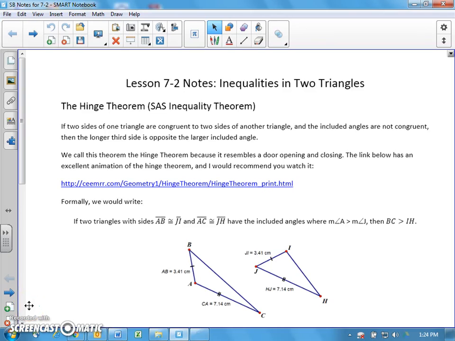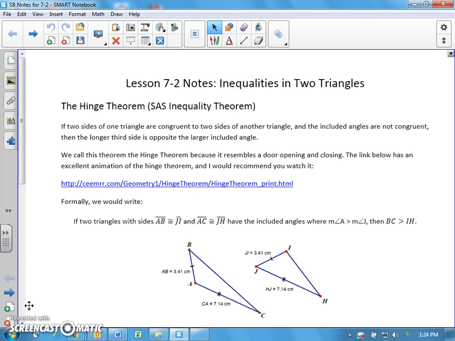Welcome to Lesson 7-2 about inequalities in two triangles. The first thing we're going to be looking at is the hinge theorem, or sometimes called the SAS inequality theorem. Simply stated, it says that if two sides of one triangle are congruent to two sides of another triangle, and the included angles are not congruent, then the longer third side is opposite the larger included angle. We call this a hinge theorem because it resembles a door opening and closing.